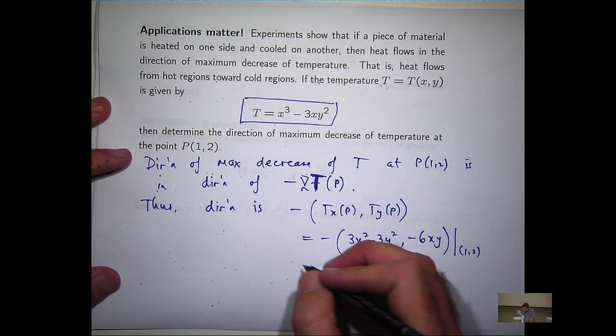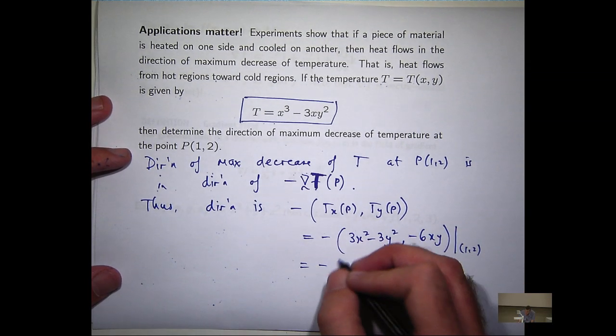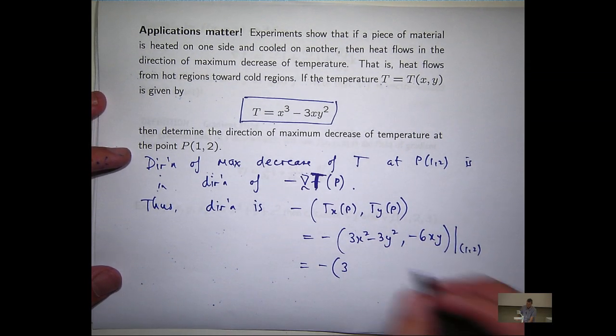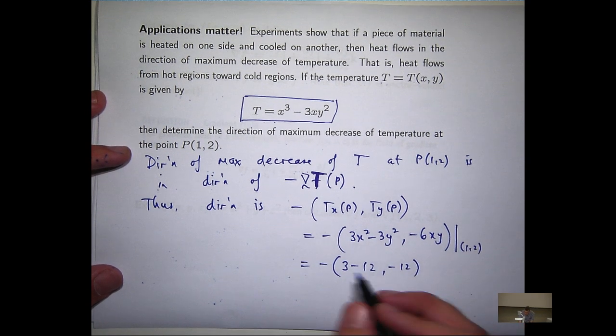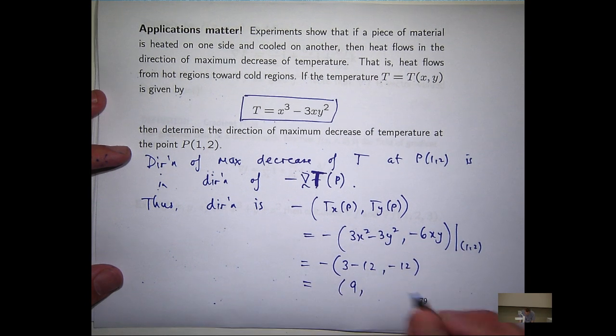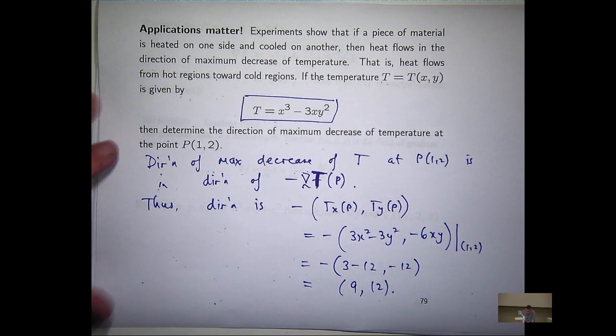Okay, so all I need to do now is sub in these numbers. So 3 minus 12, and we're going to get minus 12 in there, so that'll give us minus 9, 12. Okay, not too bad. Very computational. So even if you forget this in the exam, you can derive it just by looking at the dot product. Okay, look at the angle.